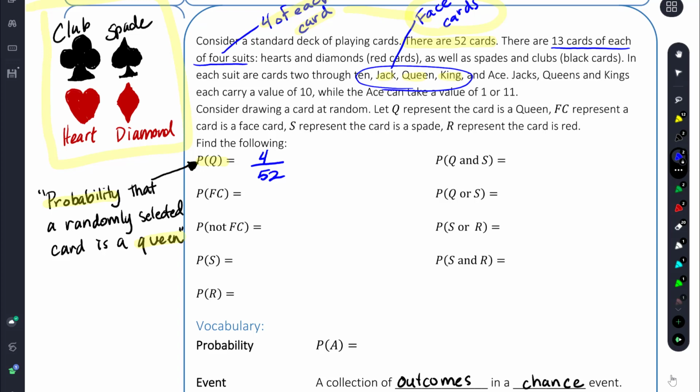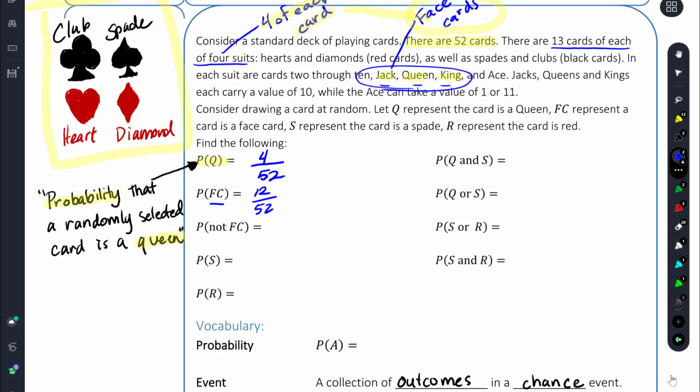Now, the next outcome is that the probability is a face card, FC. Well, as we said, the face cards are jacks, queens, and kings, and there are 4 of each of those. So if there are 4 of each, and there are 3 types of face cards, that means there's 4 times 3, or 12, out of the 52 cards in total. So if we're drawing randomly, we have a 12 out of 52 chance.